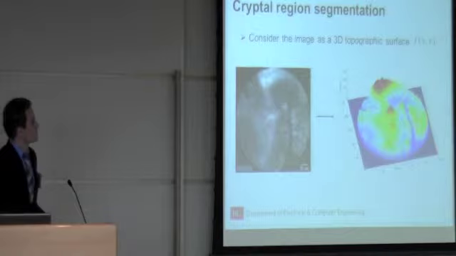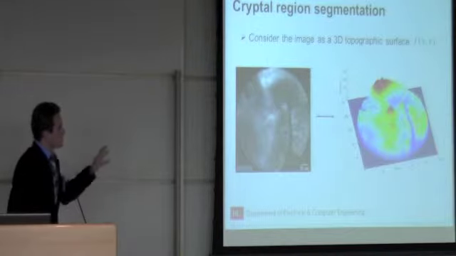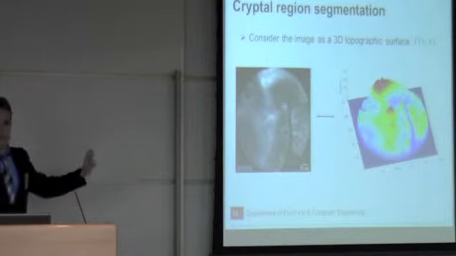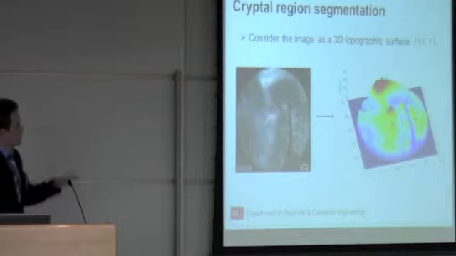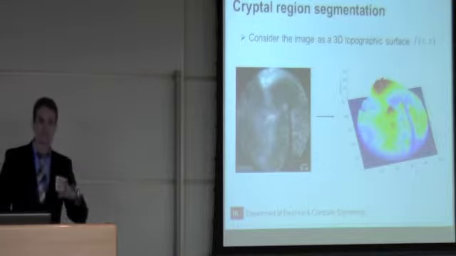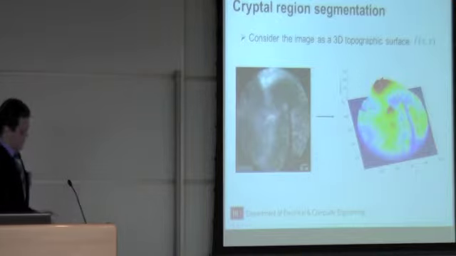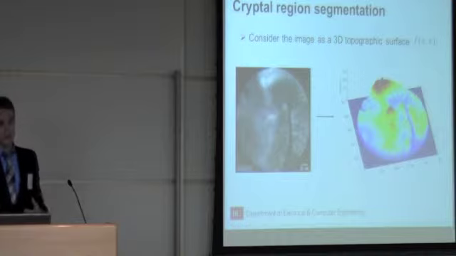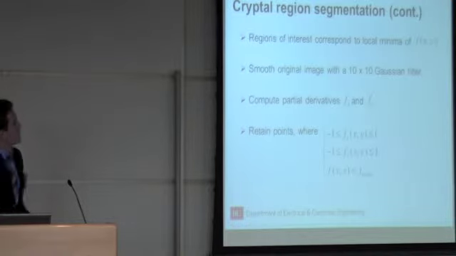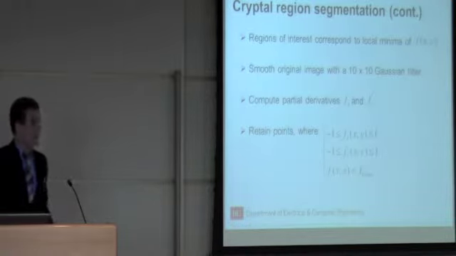Now to put this in perspective, here's an example where we take another benign image and we consider it as a 3-dimensional topographic surface. We plot the intensity along the z-axis as a function of position x and y. And again, the cryptal regions, which here is the vertical line right here, and there are 2 more crypts that appear on the left, they correspond to valleys and basins. Again, local minima of the intensity function.